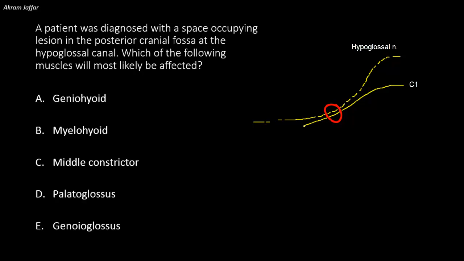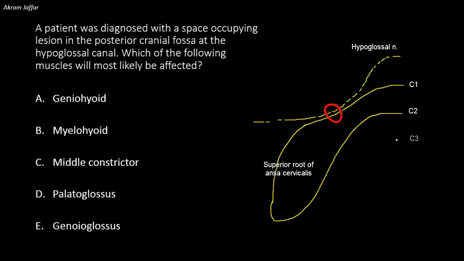Fibers of C1 will form a branch which is called the descendens hypoglossi, or the superior root of the ansa cervicalis, which descends to meet the descendens cervicalis, or the inferior ramus or root of the ansa cervicalis. The inferior ramus of ansa cervicalis is formed from the anterior primary ramus of C2 and C3 spinal nerves. Both together, they form the inferior root of the ansa cervicalis.